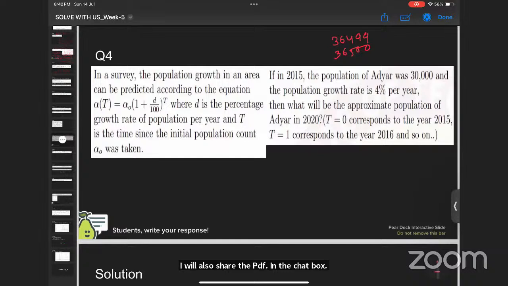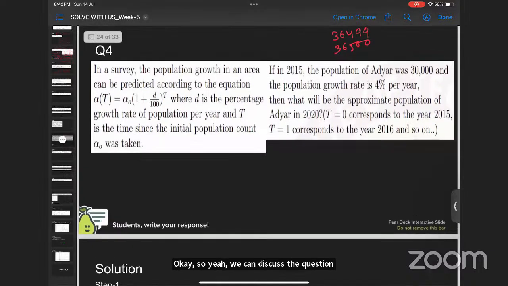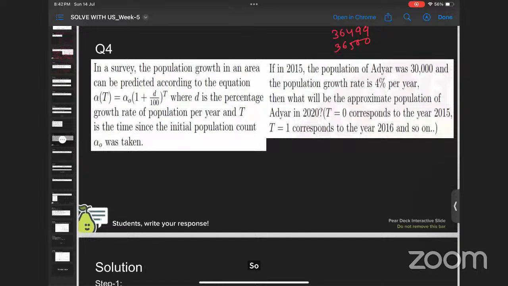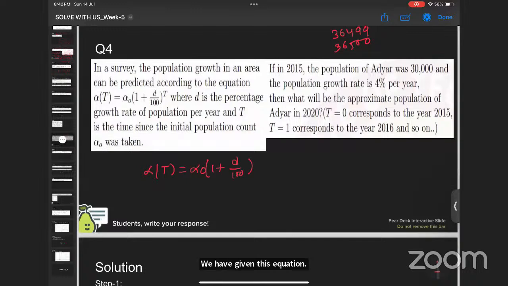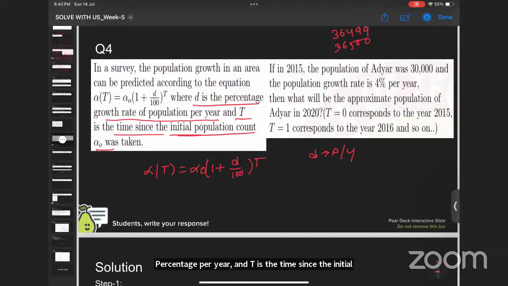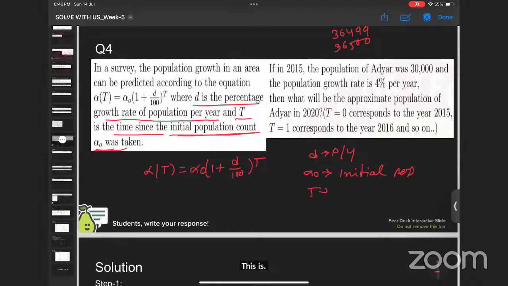Okay, so we can discuss the question. As I told you, it is a pretty simple question. We have been given this equation. Here the meaning of each variable is also given. D is the percentage growth rate of population per year, T is the time since the initial population count, and the initial population is A naught.